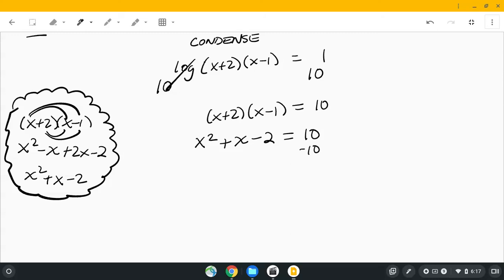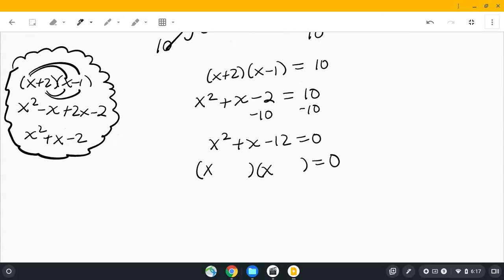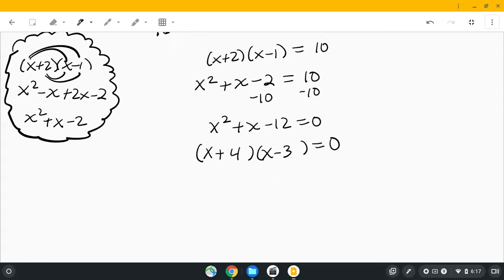All right, subtract 10 on both sides because we have to set this quadratic equal to 0. So x squared plus x minus 12 equals 0. And then I'm going to go ahead and try to factor this. x times x to make x squared. I want negative 12, so the signs have to be opposite. And it looks like 4 and 3 will work. Yep, okay. All right, so x plus 4 equals 0 or x minus 3 equals 0. Subtract 4, x equals negative 4. Oh, I'm not going to box it yet. Add 3, x equals 3.